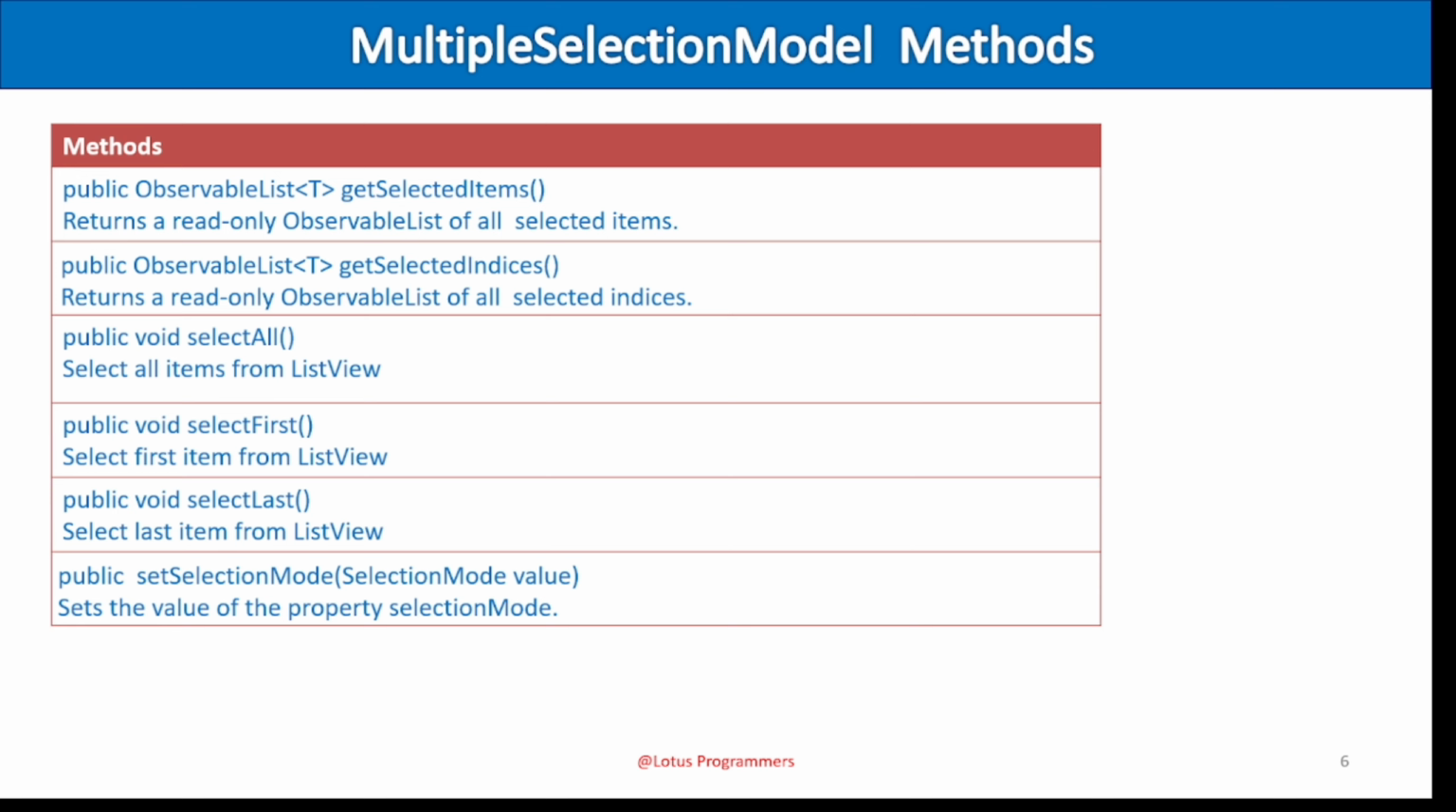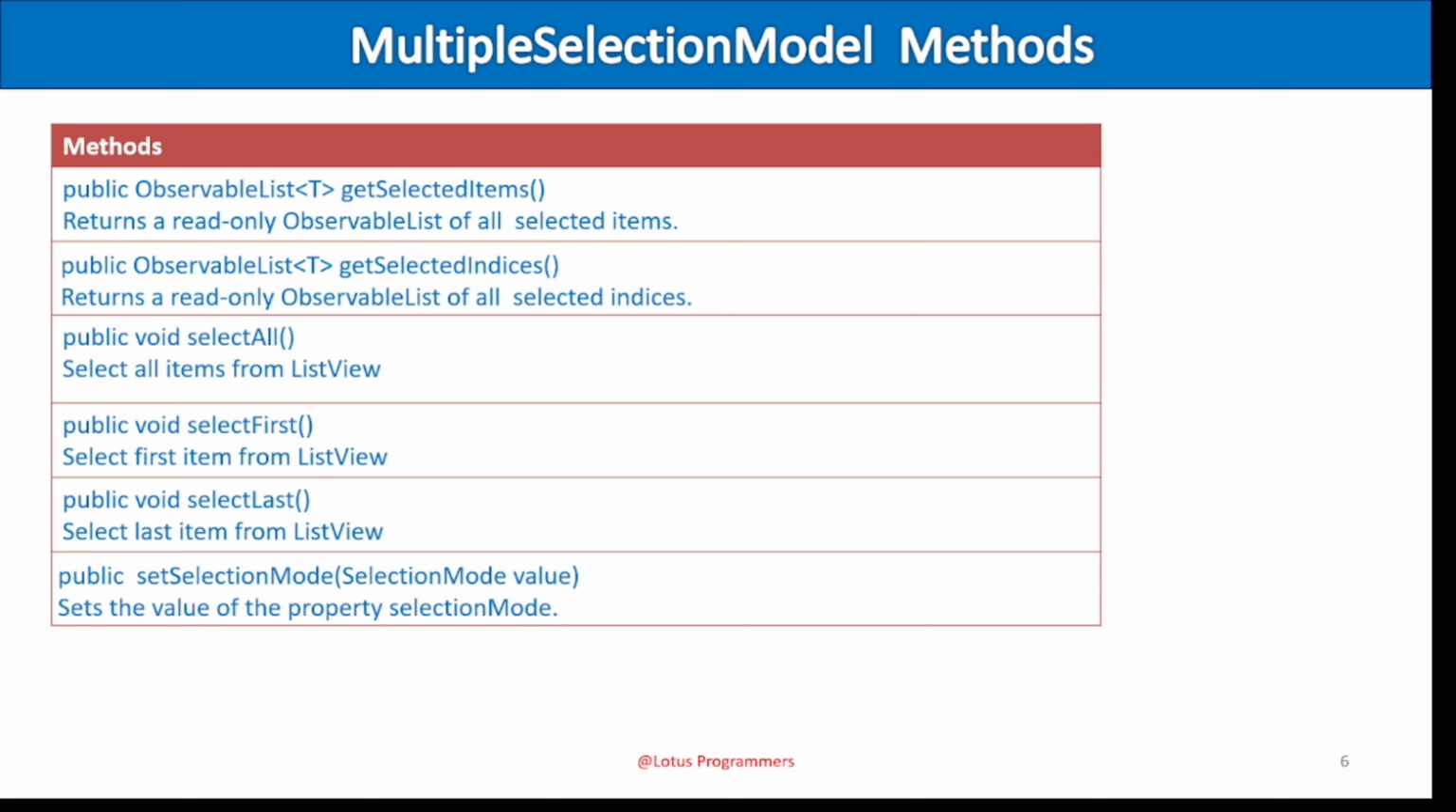enum object. The SelectionMode enum type specifies two constants. One is SINGLE and the second one is MULTIPLE. If the selection mode is MULTIPLE, we can select multiple items from the list view. If the selection mode constant is SINGLE, we can select one item. That we would like to demonstrate in the next program.